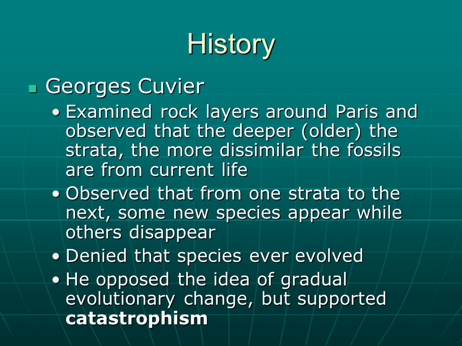Now, specifically to do his research, Cuvier examined rock layers around Paris and observed that the deeper the rock was, the older the strata was, the more dissimilar the fossils were from those layers that were closer to the top or from current life. So he observed that from one strata to the next, some new species appeared while others tended to disappear. So he was seeing a difference in organisms when you went from layers of rock that were closer to the surface to layers of rock that tended to be deeper in the earth. He denied that species ever evolved, and he opposed this idea of gradual evolutionary change, but supported something that he called catastrophism.